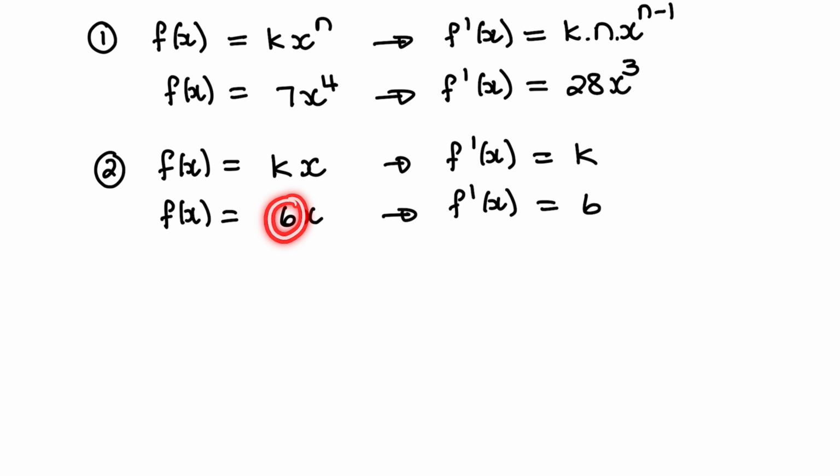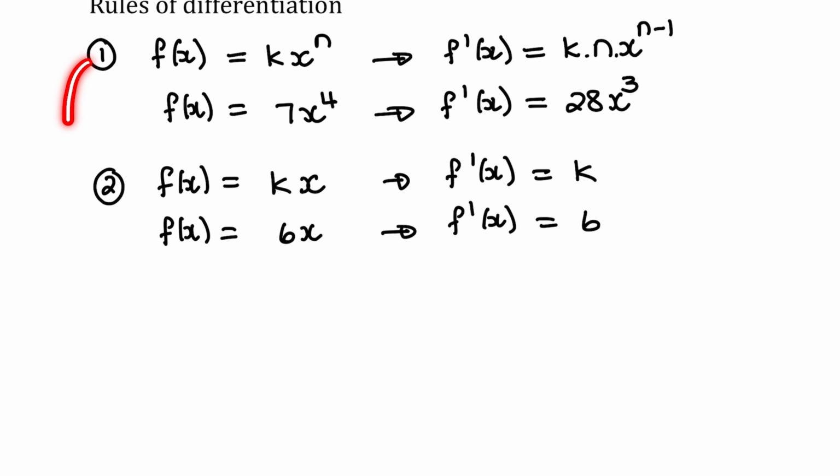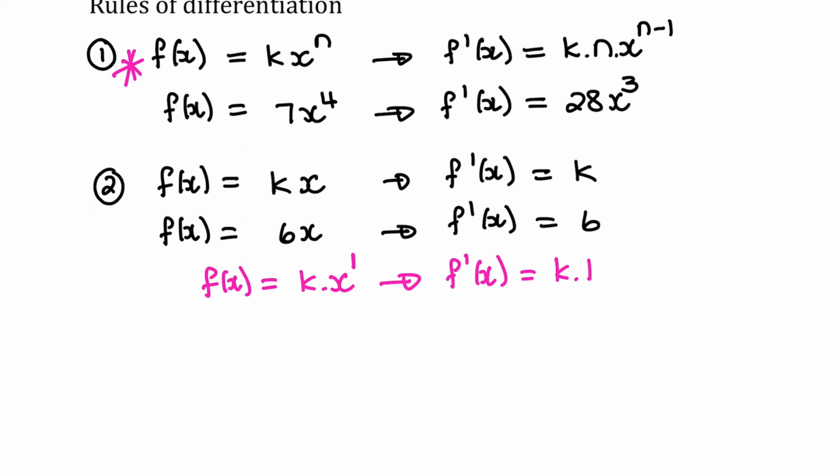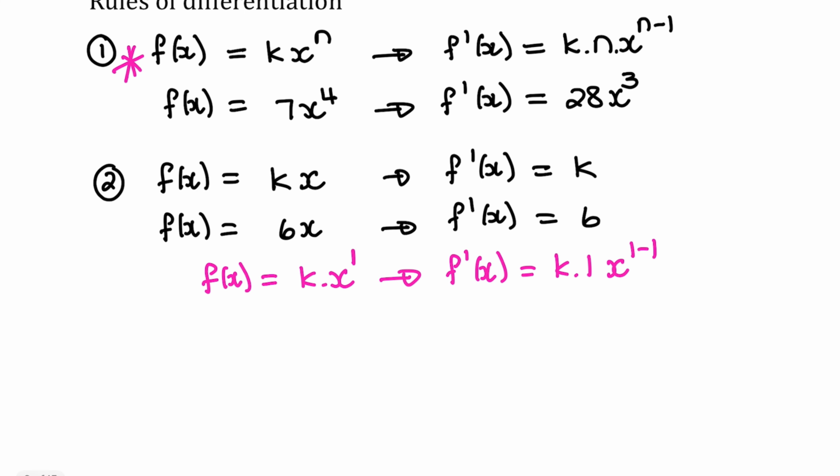So in this rule, our exponent is already 1, but it is actually an application of the first rule. Let me show you. If I have f(x) as k times x, that's the same as saying x to the power of 1. Now, if I apply the first rule, which we have learned, then we'll have f'(x) as k times 1 times x, and we subtract 1 from the exponent. So I'm simply applying this first rule. I'm multiplying the coefficient with 1, which is the exponent, and I subtract 1 from the exponent.